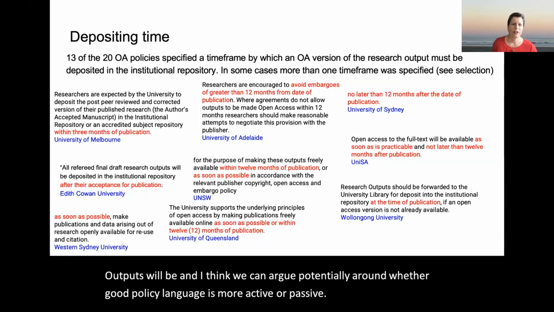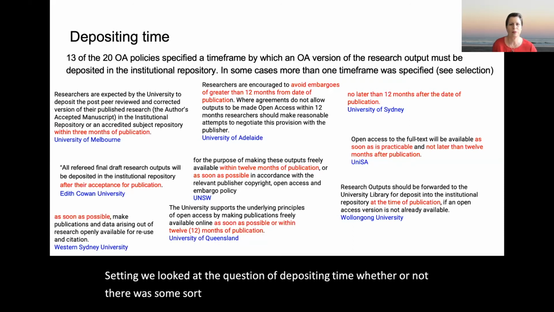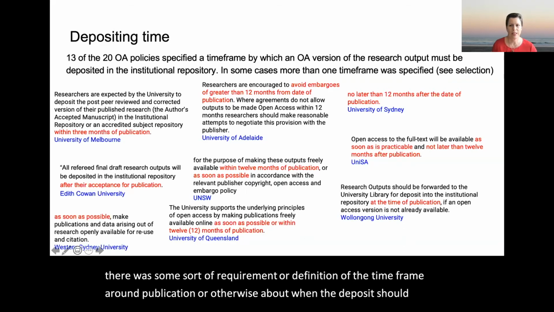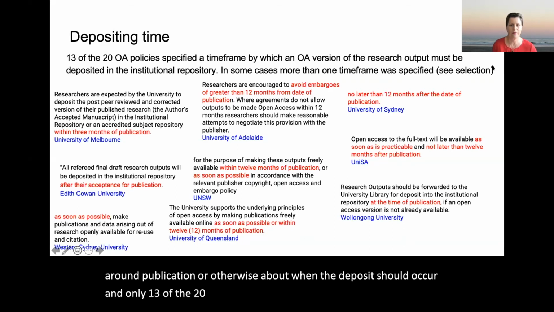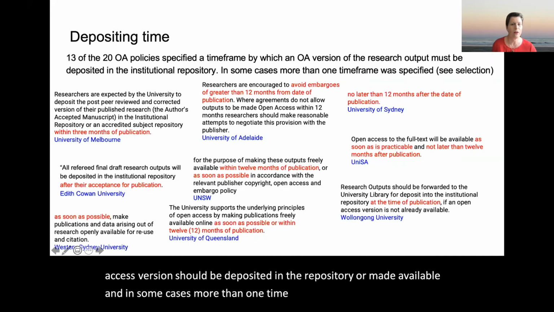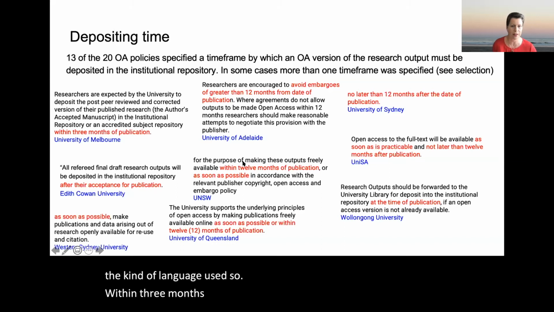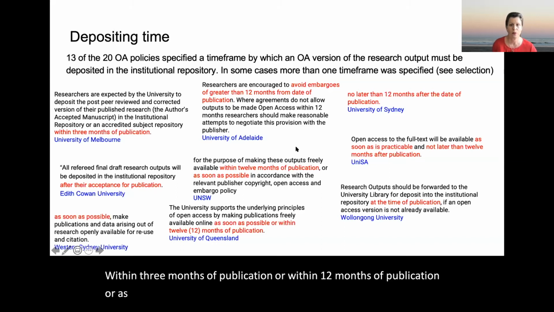So then we looked at the question of depositing time, whether there was some requirement or definition of the time frame around publication or otherwise about when the deposit should occur. And only 13 of the 20 policies specified a time frame by which the open access version should be deposited in the repository or made available. And in some cases, more than one time frame was specified. Now, there's not 13 examples here, but you can see the range of examples of the language used. So within 3 months of publication, or within 12 months of publication, or as soon as possible, or no greater than 12 months from date of publication, and so on.